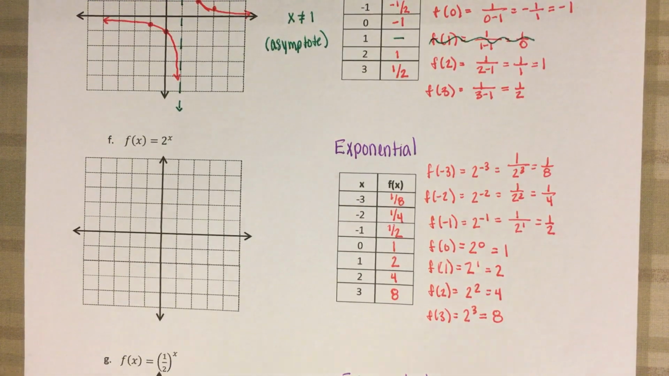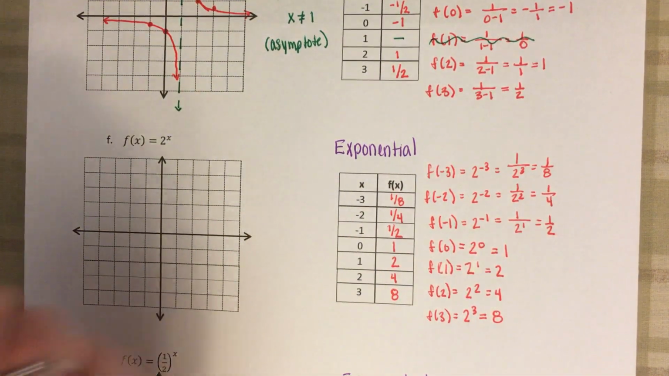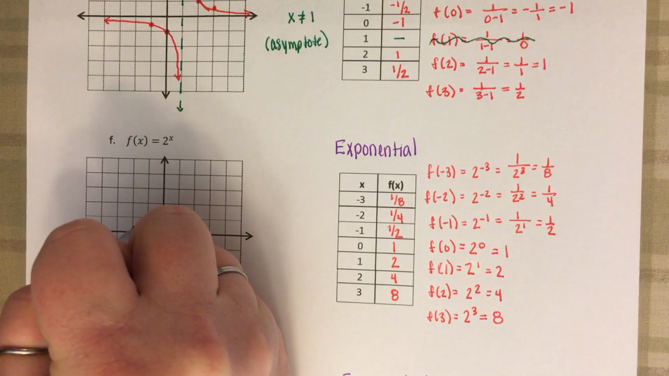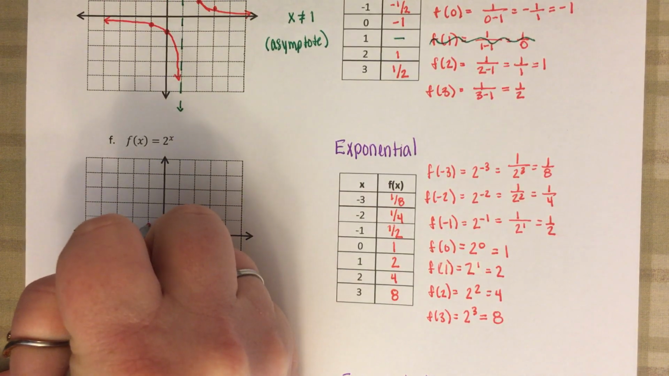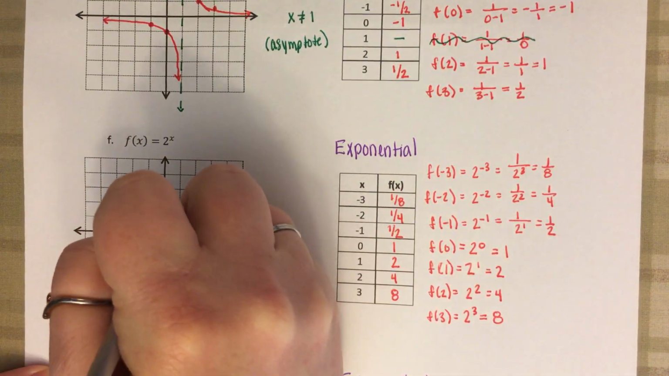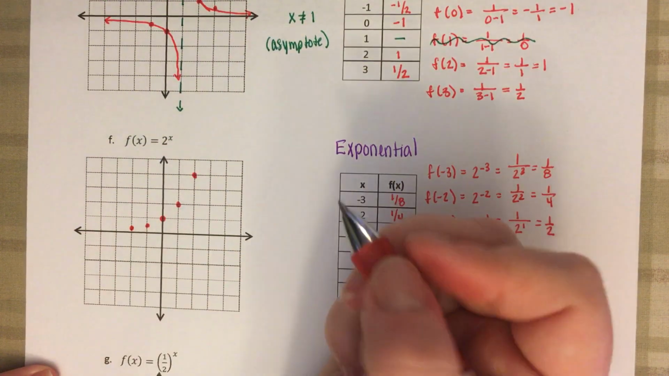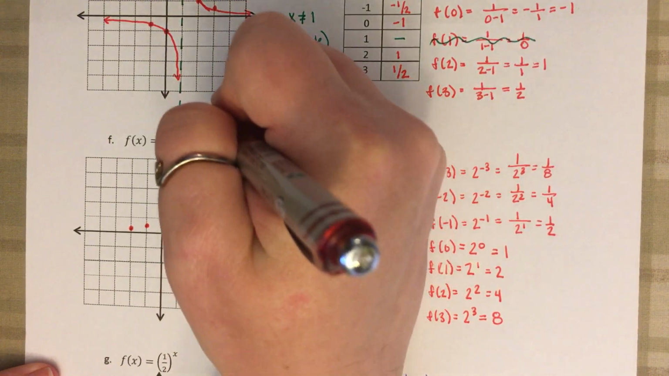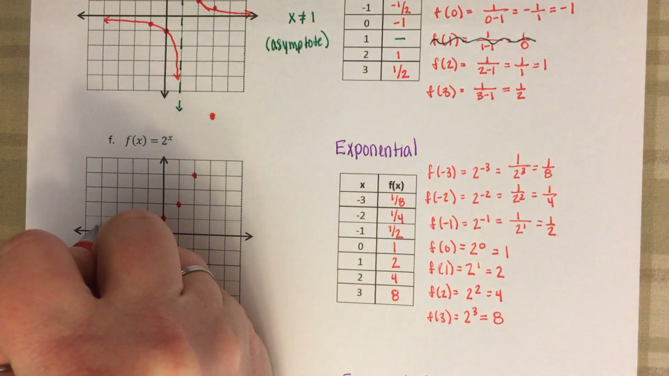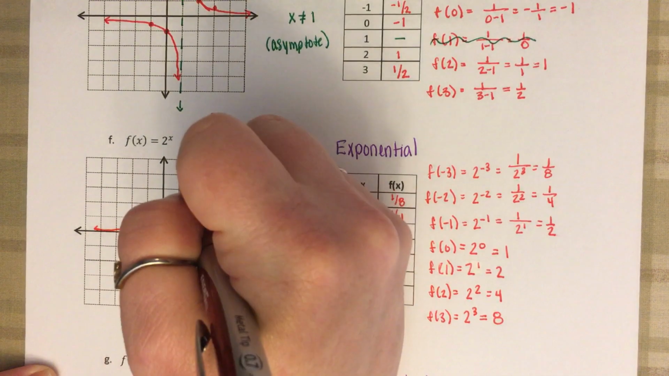Looking at what we have here, again, I'm not going to do the first one just because it's really hard to get a point in that close. We have the point -2, 1/4, so we have a dot right here. -1, 1/2, 0, 1, 1, 2, 2, 4. And 3, 8 would be somewhere up here.